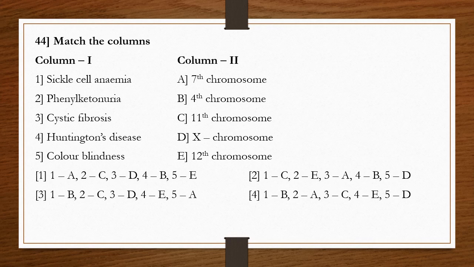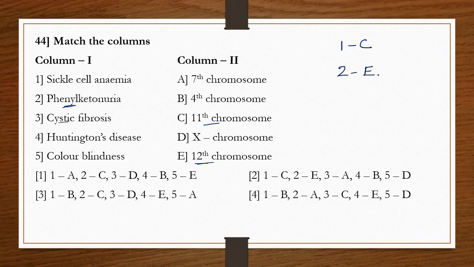Sickle cell anemia is caused due to a point mutation, as we all very well know. It is due to the mutation in the 11th chromosome. So sickle cell anemia, 1, is C, 11th chromosome. Next, phenylketonuria is an inborn metabolic disorder. It is due to a defect in the 12th chromosome. That is, 2 is E.